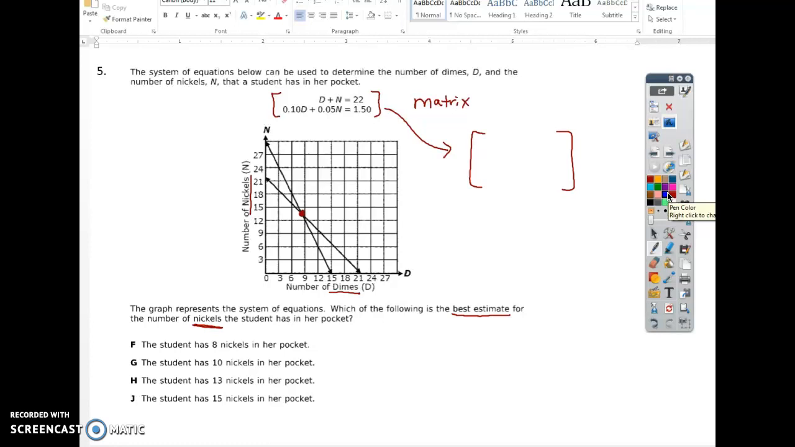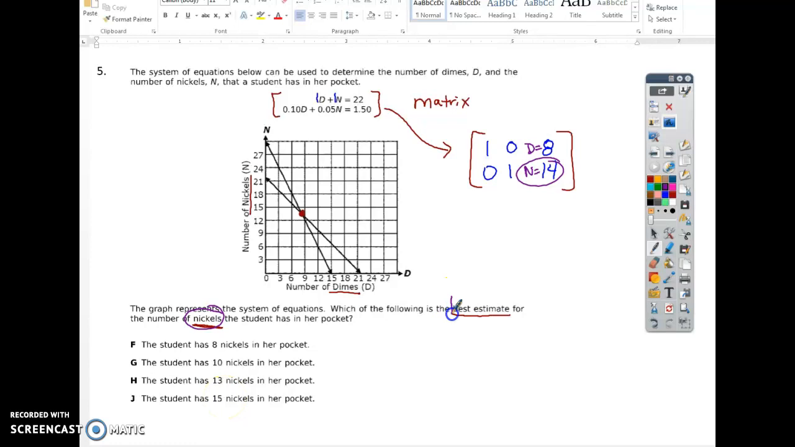So hopefully you did matrix on it and you're not just trying to copy. Okay, remember this was a 1 and a 1, so 1, 1, 22, 0.10, 0.05, and 150. That gives you 1001, and the answer is 814. Okay, and because we put D first, the 8 is D, D equals 8. And then we put the n second, so n equals 14. Now they're asking for the nickels. So nickels is 14. I don't see a 14 down here.